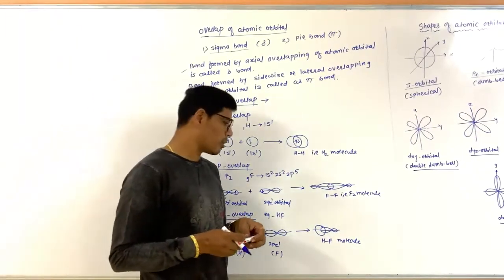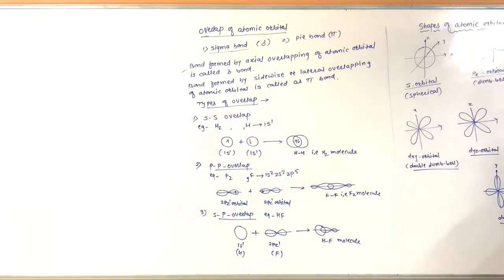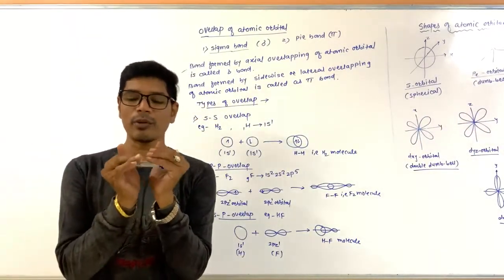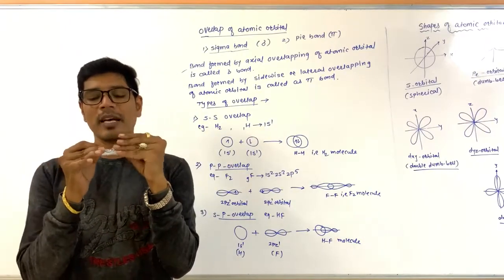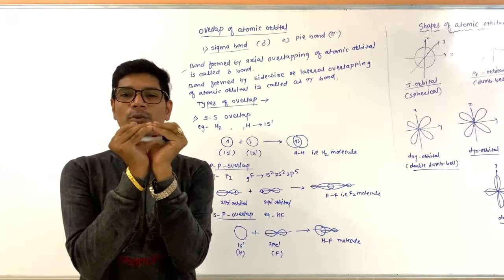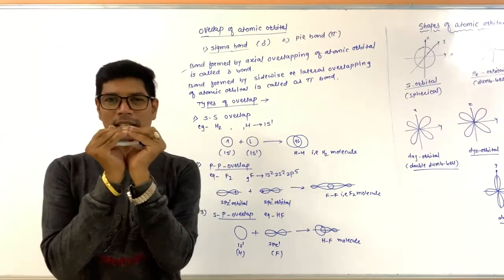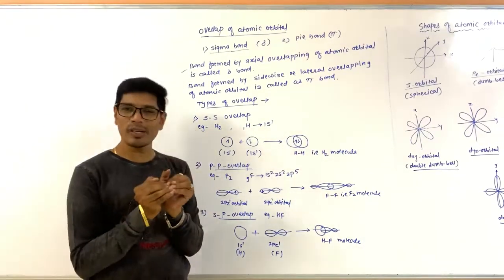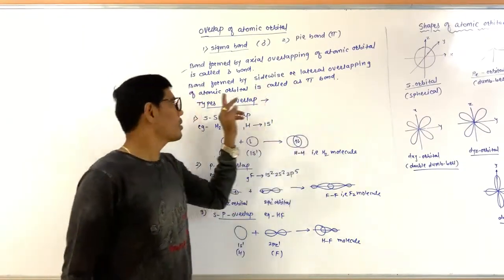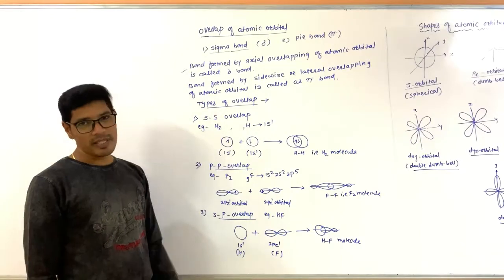Bond formed by lateral overlapping. Now see, bond which is formed by lateral overlapping. Yes, side by side or lateral. This is internuclear axis, above the axis and below the axis, like this. These atomic orbitals overlap to small extent. That means there is not much overlapping, and therefore this bond is a weak bond. Pi bond is the weaker bond as compared to sigma bond.